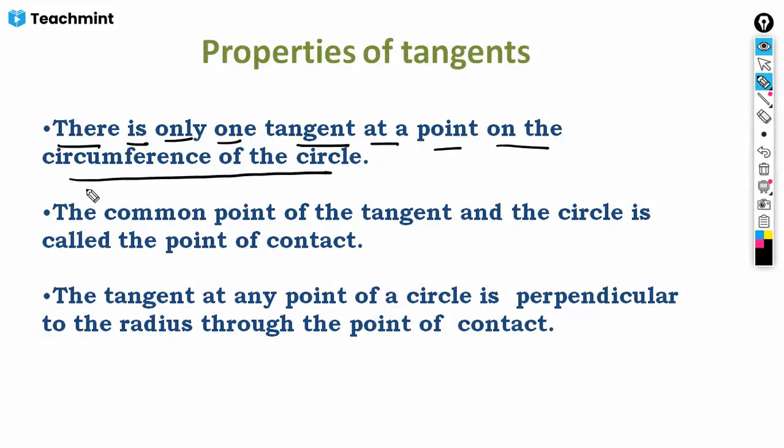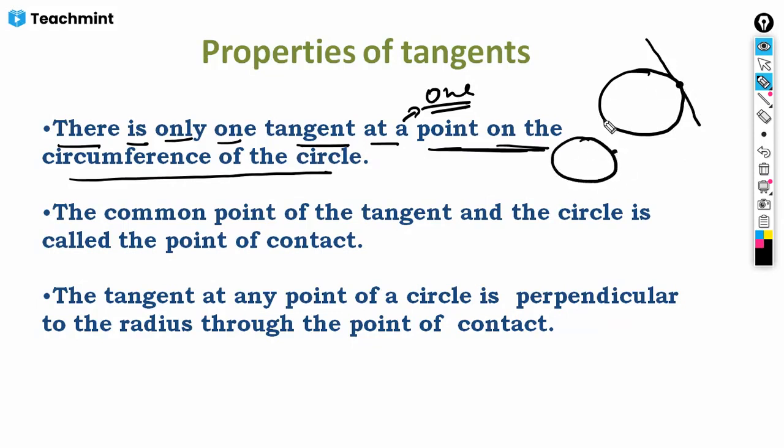So it's very important. Again, we are going to see in the next slide also the same point, that there is only one tangent. What is the meaning of there is only one tangent? If there is a circle, consider it is a circle, and if there is a tangent, there is a possibility of only one tangent. What he says is that only one tangent can be drawn to a point on a circle. We can draw only one tangent.